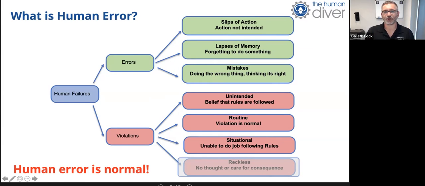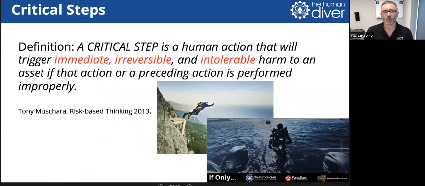Now, importantly, human error is normal. You are never going to get away from making a mistake or forgetting something. What we can do, though, is trap it. When we make errors and there's no critical outcome, it doesn't really matter. But when we've got something called critical steps, and this comes from the high-risk industries, the nuclear industry defines it as a human action that will trigger immediate, irreversible, and intolerable harm to an asset, and that could be a person, information, or some equipment, if the preceding action is not performed, or is performed improperly.